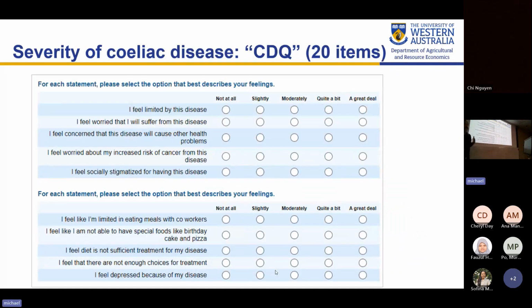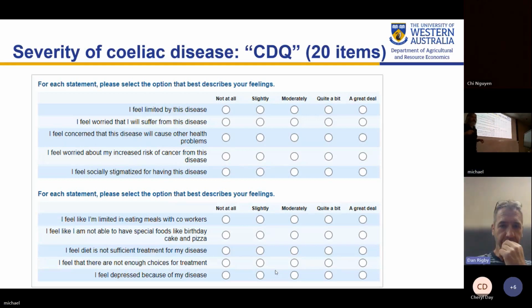The celiacs, different set of questions. I feel limited by this disease. I feel worried about increased risk of cancer, limited in what I eat, and so on. And again, different score. This one's on 5, not 7, but the same idea.